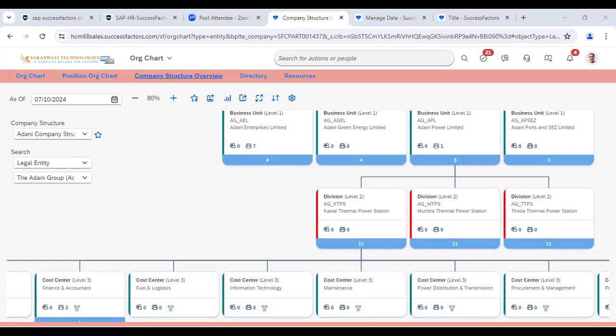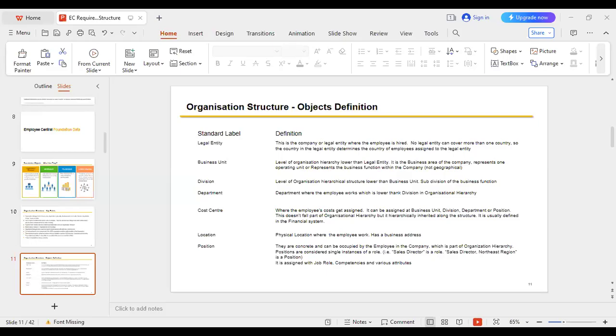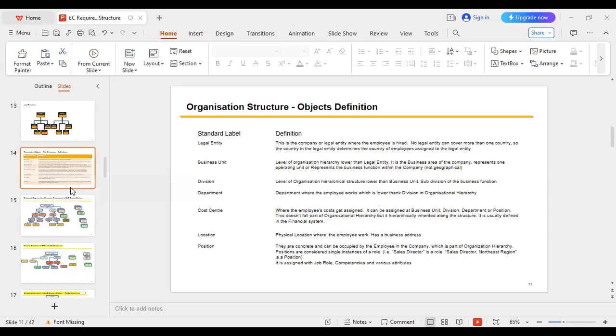I think you are on the same page. Just give me a second. I'm just sharing again, so you can get a better understanding. Just give me a second. Is this visible now? Yes.